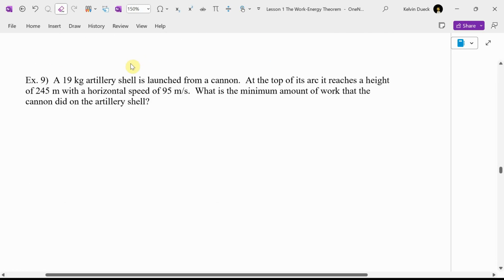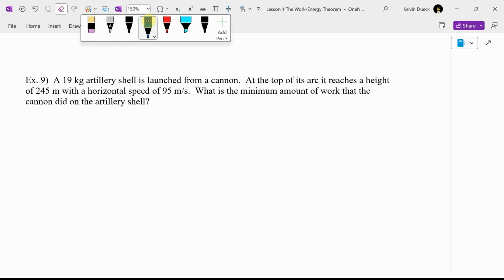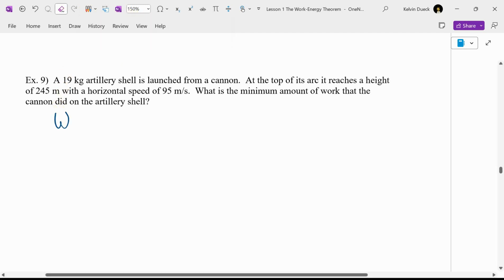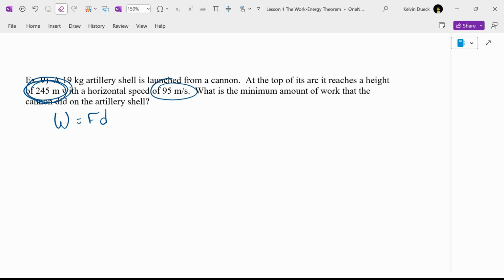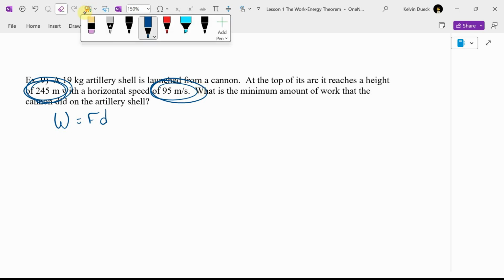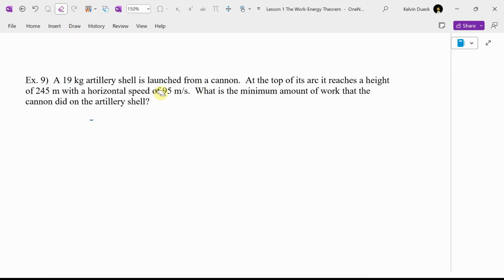Example 9. Carter, what's example 9 asking me to find? So again, don't write this down. My first thought was to go force times distance. I kind of see a distance there, but I haven't dealt with that speed, and I don't exactly see a force. I think I'm going to use the work energy theorem.